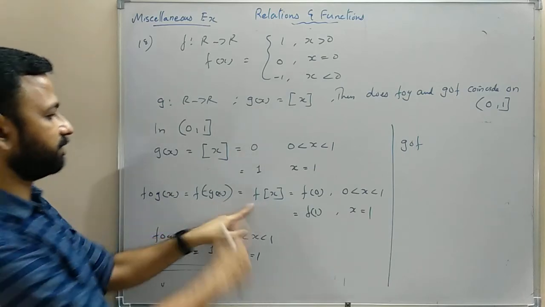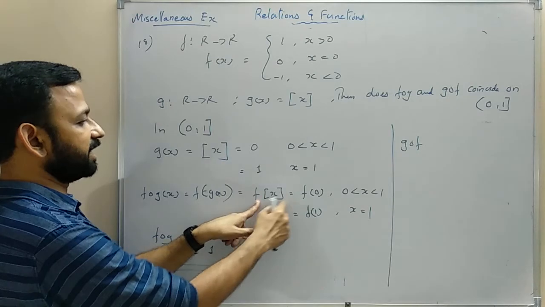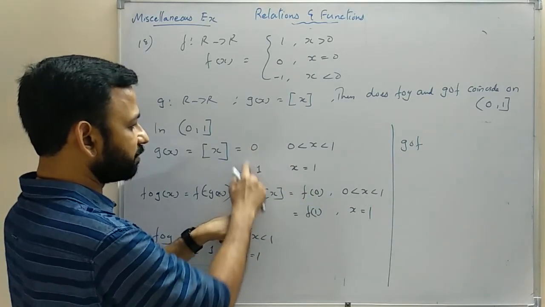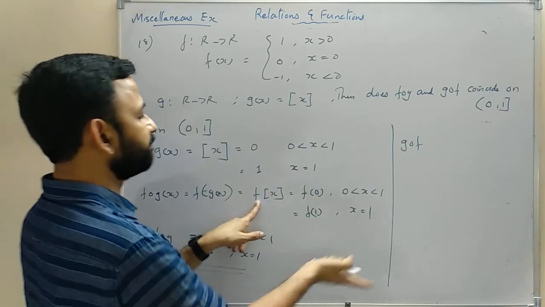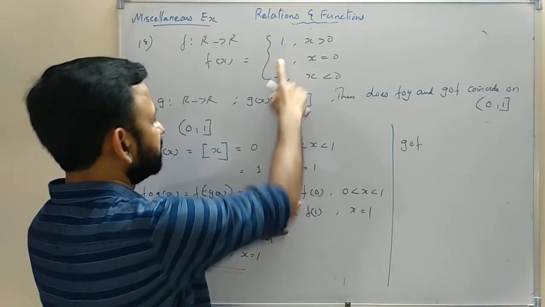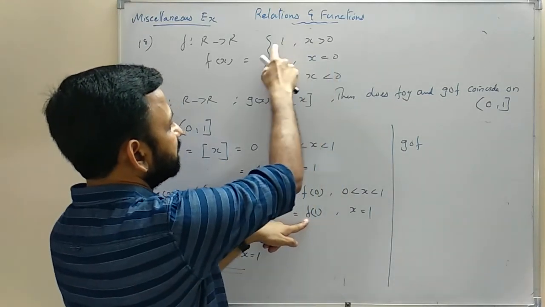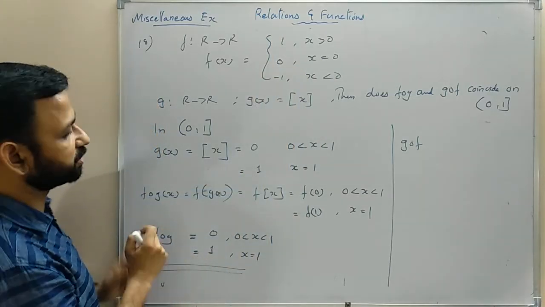And now we can find f composition g of x, that is f of g of x, which can be replaced by the greatest integer function x. So here we can replace it by 0. We have two options, 0 and 1. So f of 0 is 0, and f of 1, since 1 is greater than 0, equals 1. So this is f composition g.